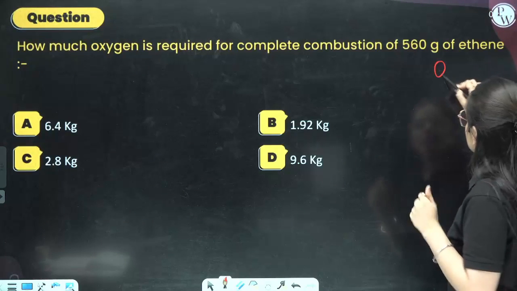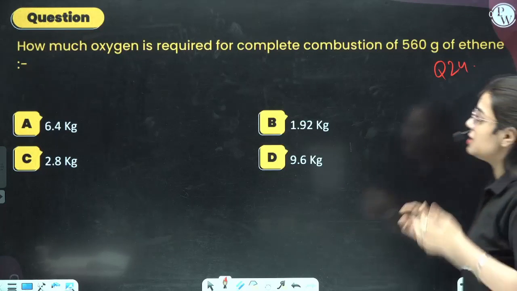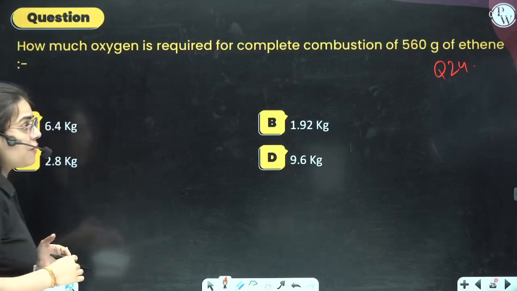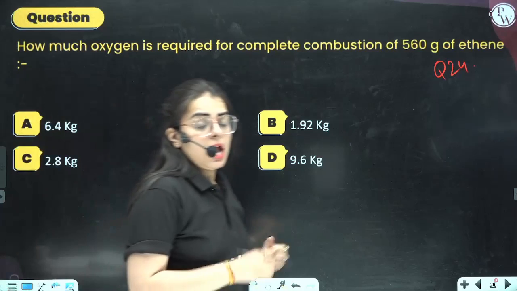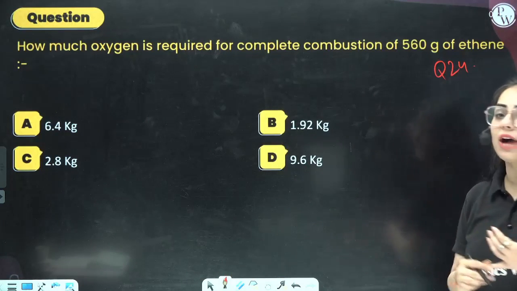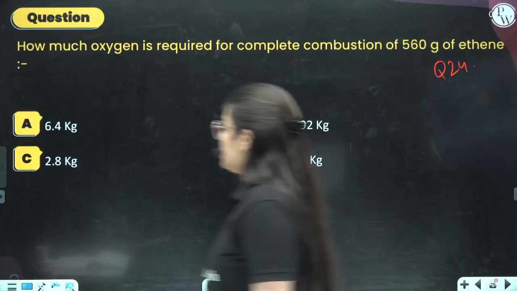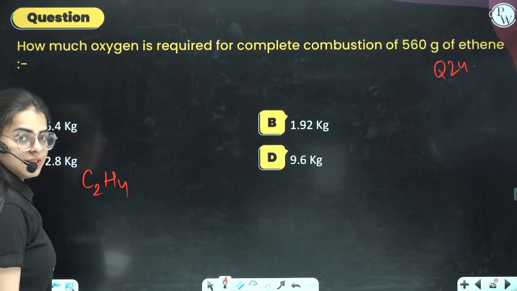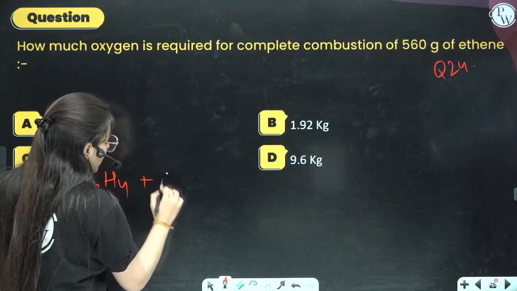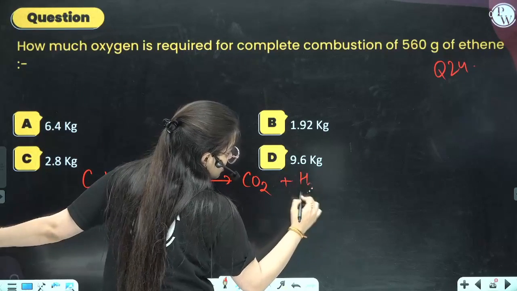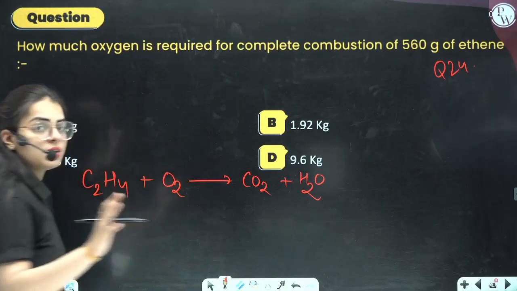Now comes your next question. The next question is, how much oxygen is required for complete combustion of 560 grams of ethene? Ethene is basically C2H4. Combustion refers to when you react it with O2 and it forms CO2 and water. This is what combustion is.